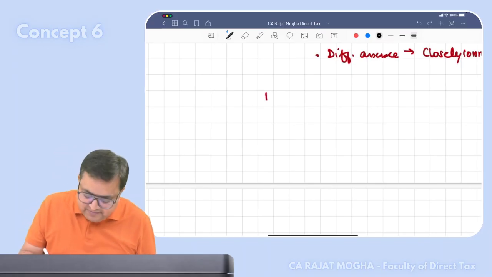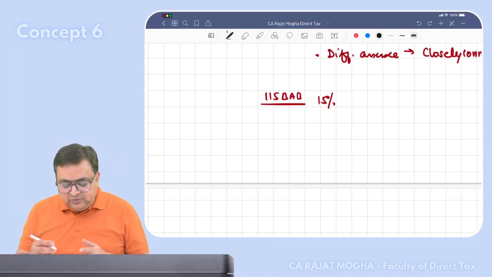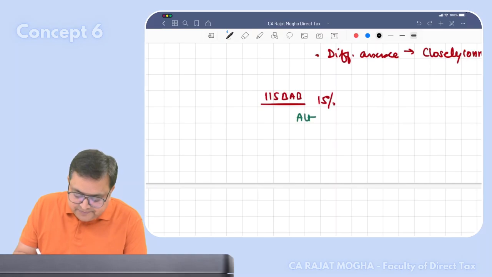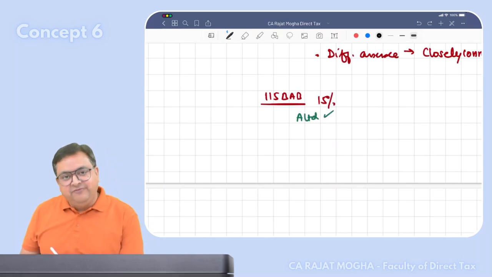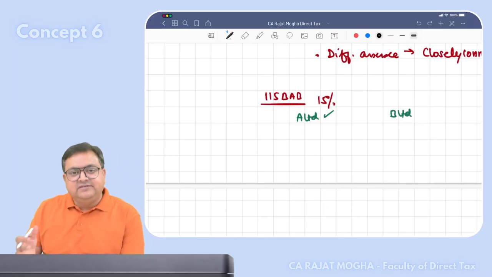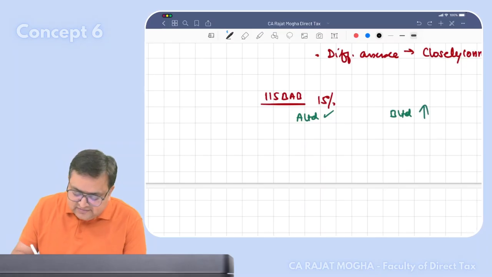What is 115 BAB? Sir, these companies can take the tax rate at how much? 15%. Other companies 25%, 30%, right? So these companies can take 15%. So let's say there is one company, A Limited. They are getting taxed at 15%. There is another company, B Limited. B Limited has a tax rate of 25% or 30% as the case may be, right? So this is higher tax, this is lower tax.